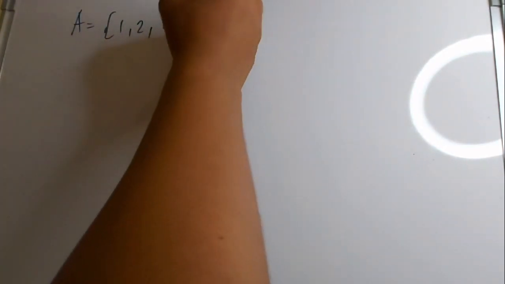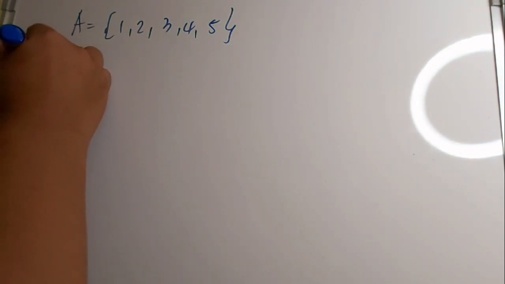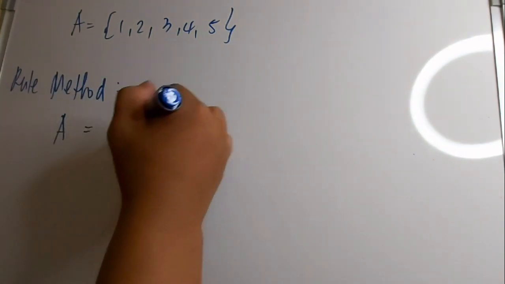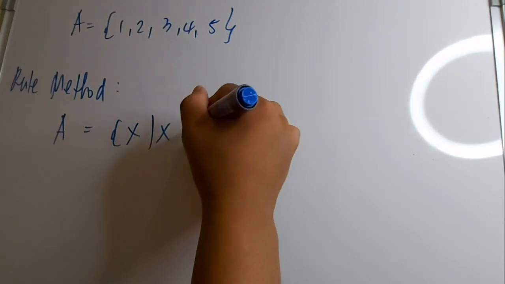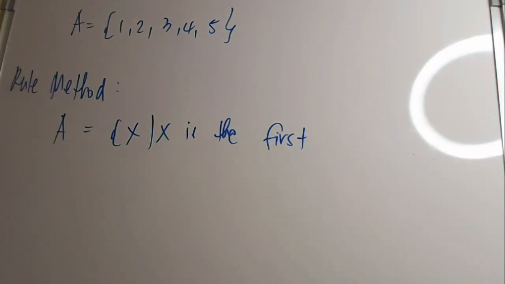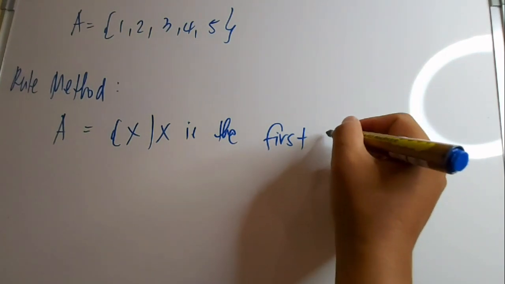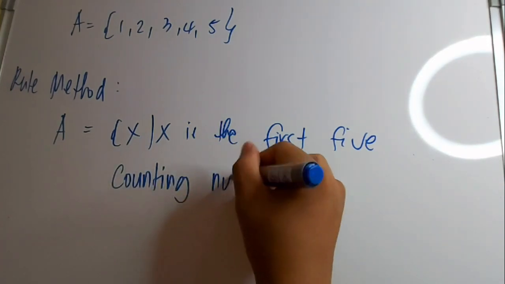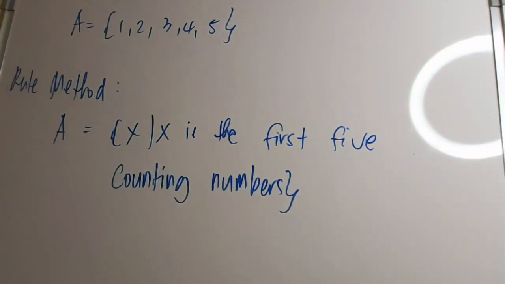Okay? So let's try A equals 1, 2, 3, 4, 5, and I will show you some of the other answers using the rule method. X is the first 5 counting numbers. So that is one way how to answer that given set.